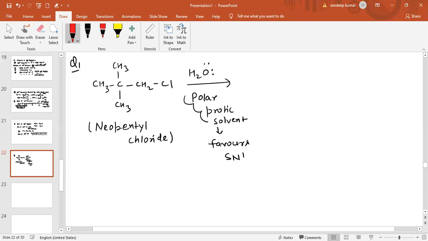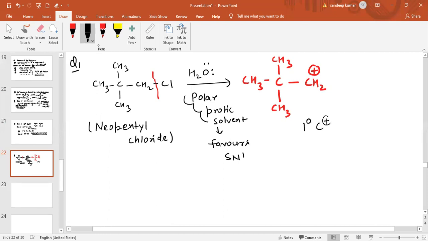In the SN1 mechanism, the leaving group is removed and a carbocation is formed. So in the first step, there is formation of a carbocation. After the leaving group is removed, a 1 degree carbocation is formed. Now, because three methyl groups are there, any one of these methyl groups can shift.